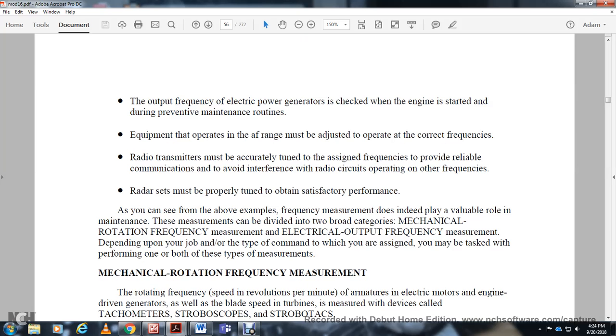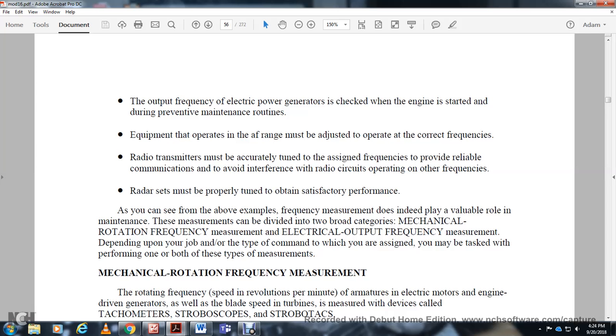As you can see from the above examples, frequency measurement plays a variable role in maintenance. The measurements can be divided into two broad categories: mechanical rotation frequency and electrical output frequency measurement, depending on the job or the type of command which is assigned. You may be tasked with performing one or both of these types of measurements.